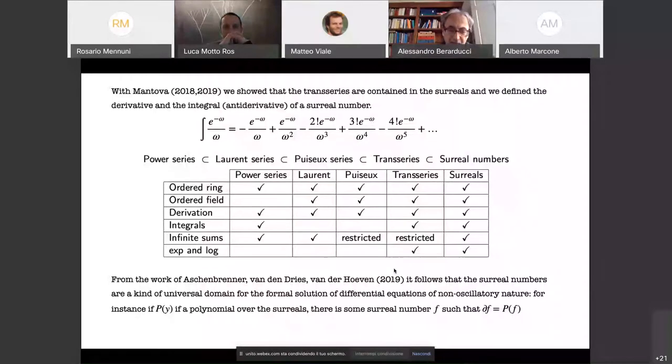And what Aschenbrenner, van den Dries, and van der Hoeven showed is that the surreal numbers with the derivation that we introduced with Mantova are elementarily equivalent to the transseries. Actually, the transseries with their derivation are an elementary substructure of the surreal numbers in the language with plus, times and derivation. But it's still open whether this can be extended to the language with plus, times, exp and derivation. So the surreal numbers are an elementary superstructure of the transseries, both in the language with exp and in the language with the derivation, but it's not known if you put both exp and the derivation.